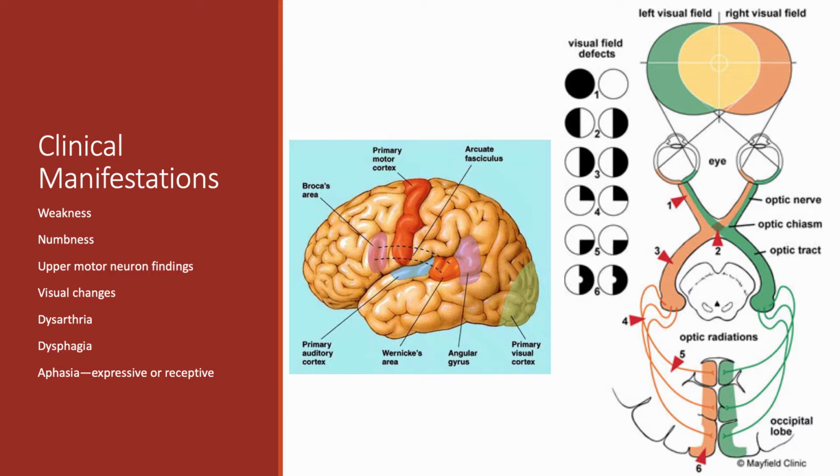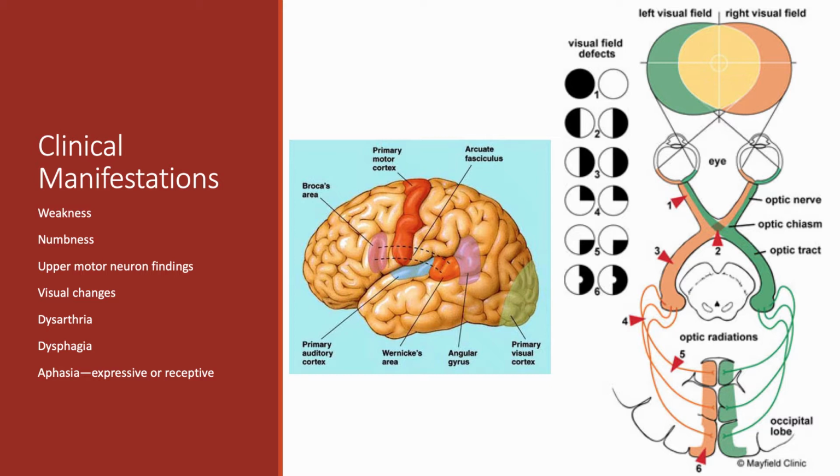You may have those upper motor neuron findings that we talked about. Remember what they are? Babinski sign, upgoing toe on the contralateral side. Hyperreflexia on the contralateral side, and I should say clonus on the contralateral side. Dysarthria, which is the inability to speak clearly. Dysphagia, which is the inability to swallow correctly. And then aphasia, as I said, either expressive or receptive.